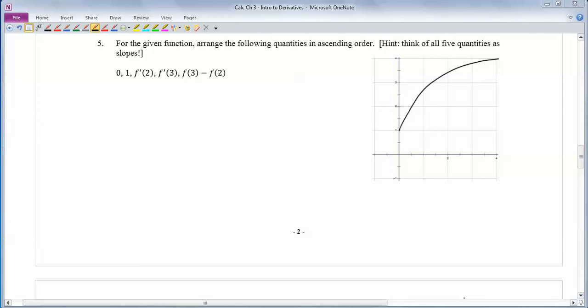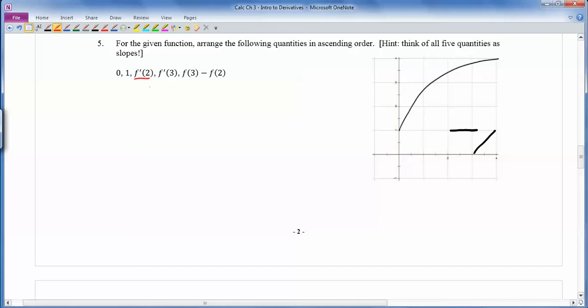Okay, so let's continue the Intro to Derivatives handout on number 5. It says arrange the following quantities in ascending order, so least to greatest. The hint is to think of all 5 quantities as slopes. When I say a slope of 0, I'm just saying a flat line, something that looks like that. If I said slope of 1, that would be something that looks like this, right there. So then I need to figure out what these other slopes are.